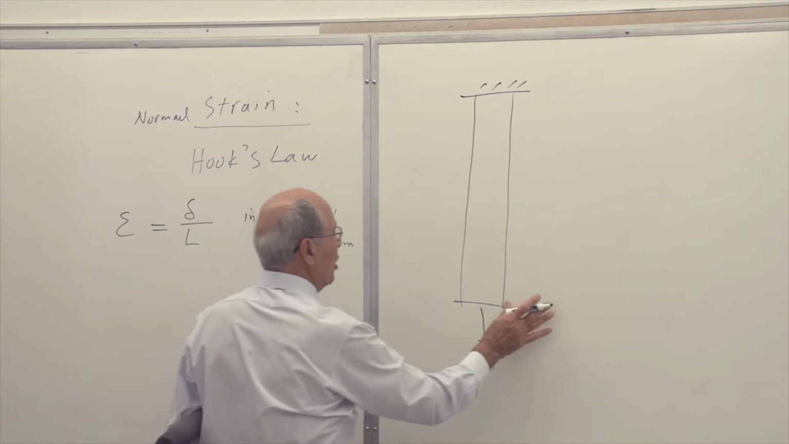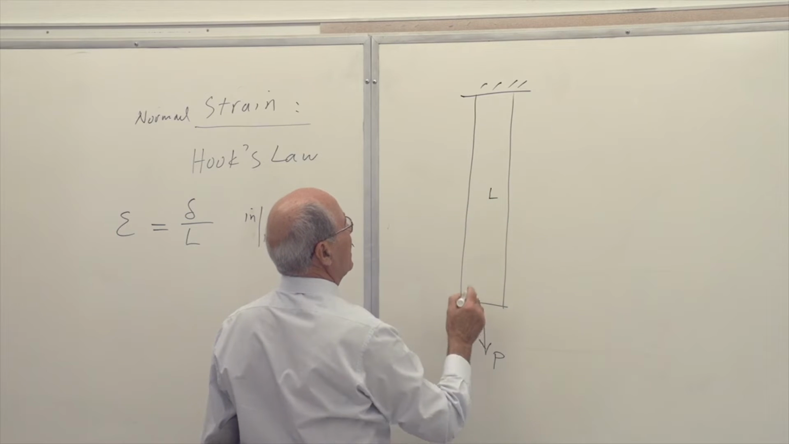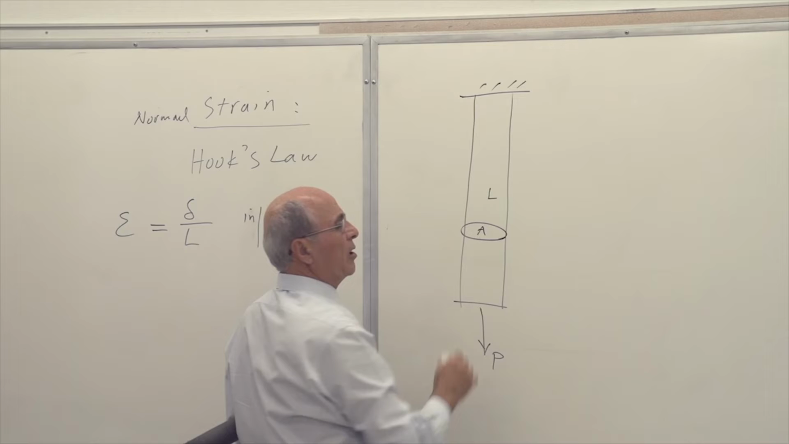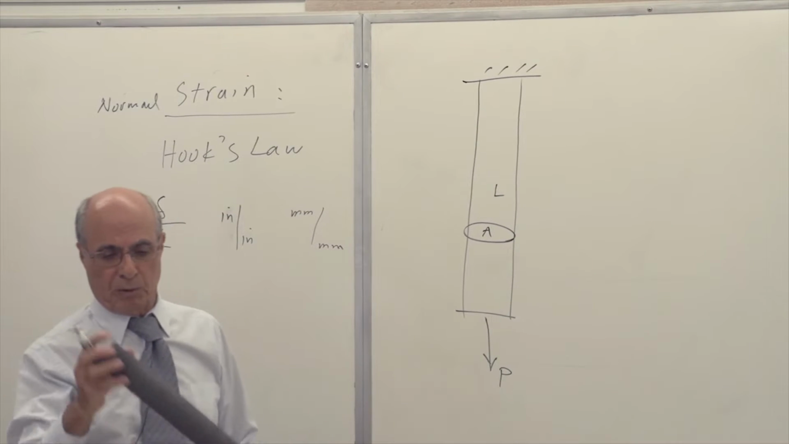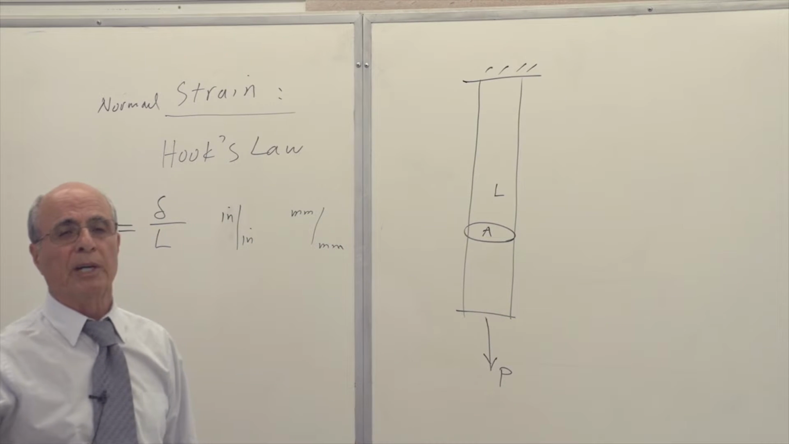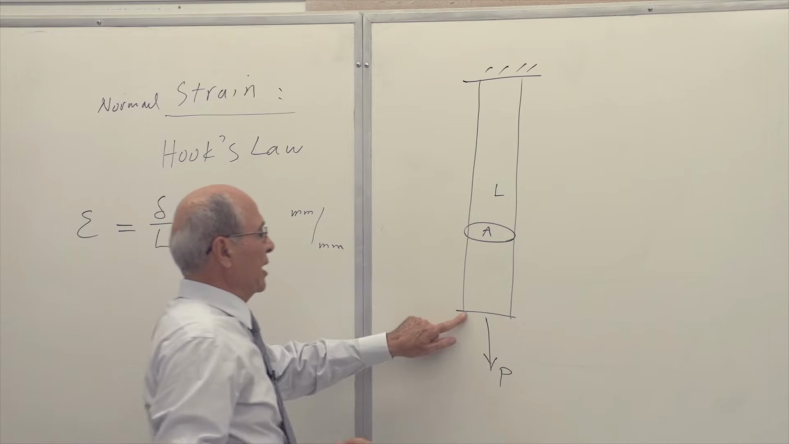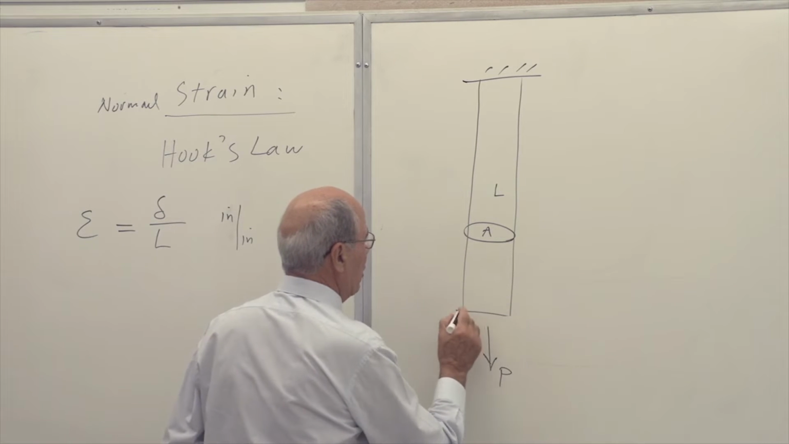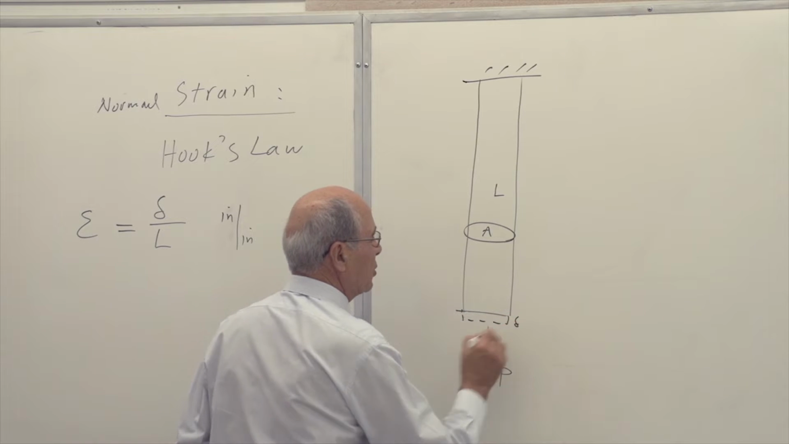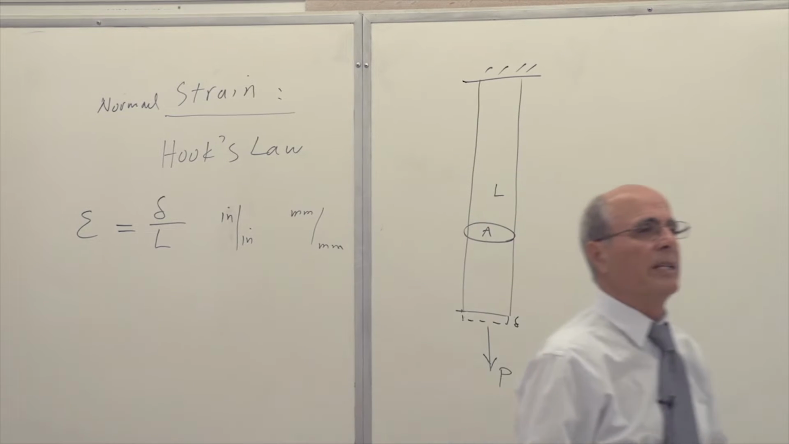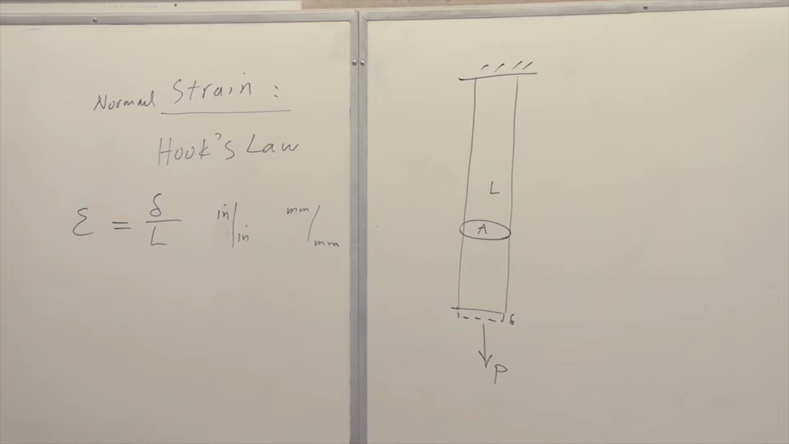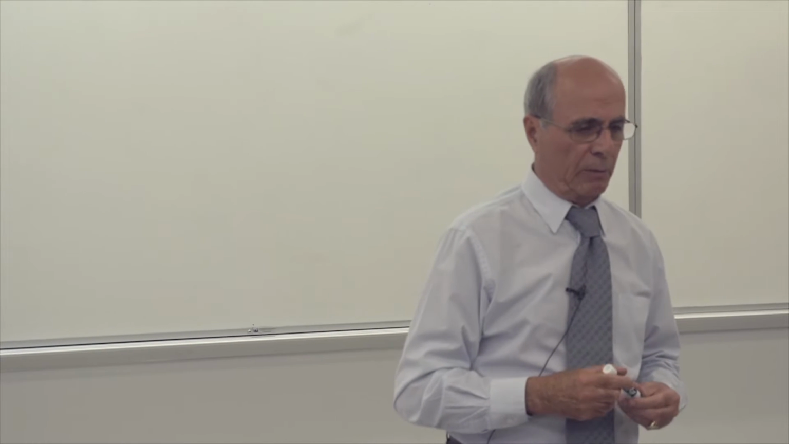And then this rod has a length of L and a cross-sectional area A, which could be any shape. It doesn't matter if it's round, square, or rectangular. As soon as I put the load there, this rod is going to get elongated by delta. If I measure the delta, I can calculate epsilon. Epsilon equals delta over L, for the time being.